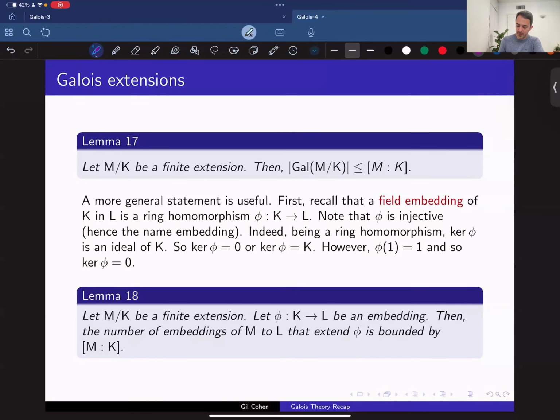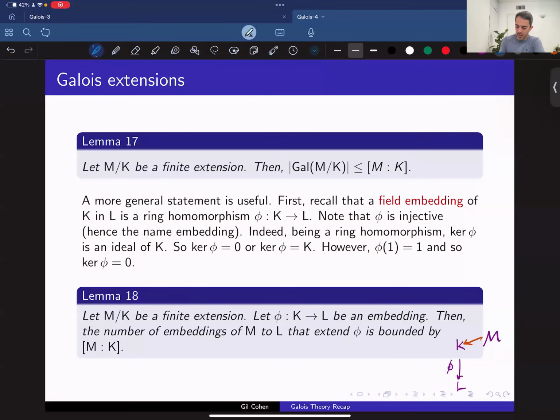Okay, so the lemma tells us the following, and here's the picture. You have a field K, and you have a map from K to L. That's phi. That's this one here. It's a field embedding. That's what we talked about just now. And let's say you also have a field extension of K. So M is a field extension of K, a finite field extension of K.